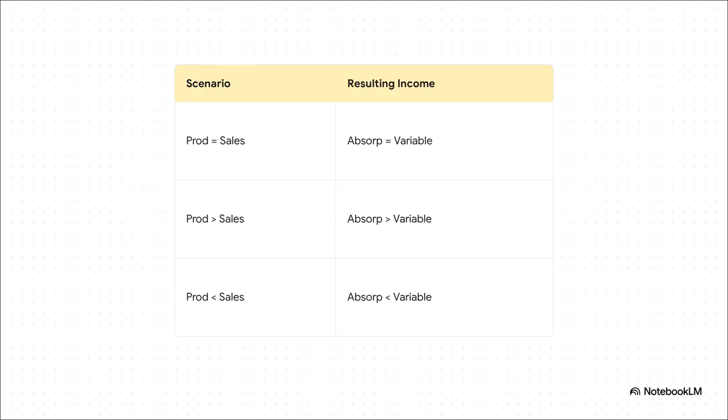Check out this matrix. If production equals sales, inventory doesn't change, and both methods report the exact same operating income. But if a company produces more than it sells, inventory builds up. Absorption costing takes some of the fixed costs and defers them by trapping them in inventory, which makes expenses lower and operating income higher than variable costing. Conversely, if production is less than sales, inventory is depleted. Absorption costing releases old fixed costs from previous periods into the current period, shrinking its income compared to variable costing.